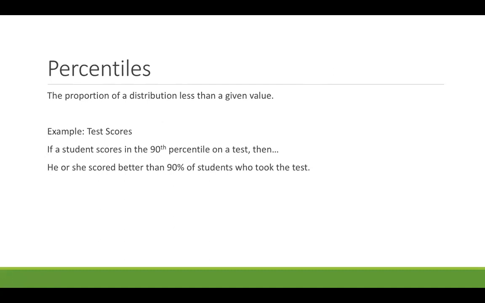So the best way to put these into perspective is with an example. With test scores, if a student scores in the 90th percentile on a test, then we can infer that he or she scored better than 90% of the students who took the test. That's very, very good. If 100 students took the test, he or she scored better than 90 other people. So that's very good.